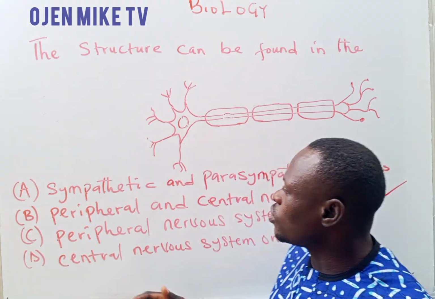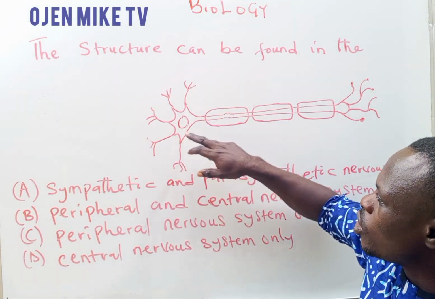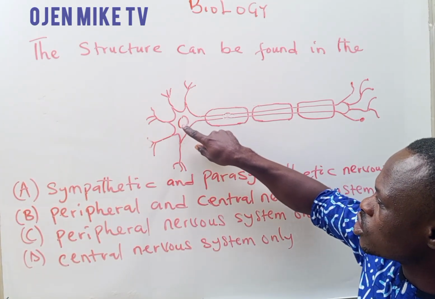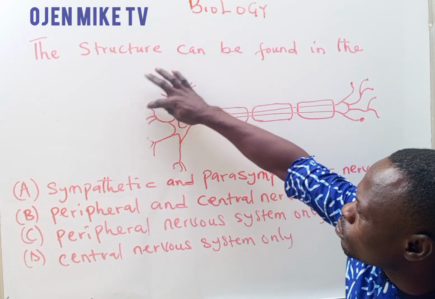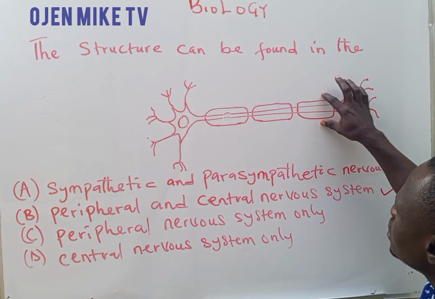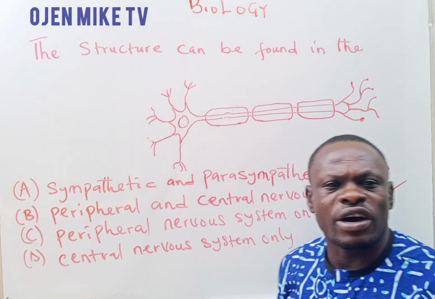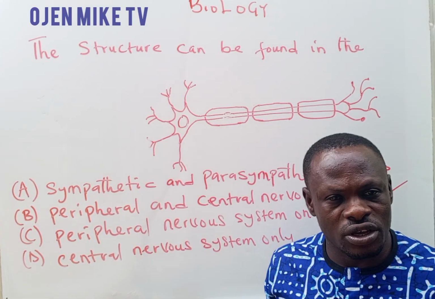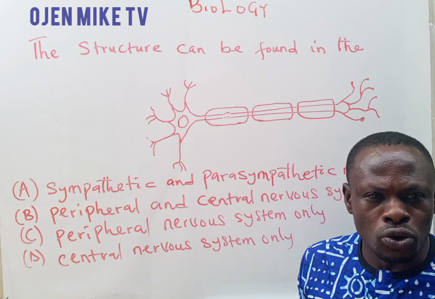Now if you look at the structure, this is the structure of a neuron. The neuron has three major components. We have the cell body. This place that you are seeing here is the cell body, and this cell body consists of the nucleus. We also have these small branches here, and they are called the dendrites. And this thing that you are seeing here is called the axon. The neuron is divided into three: we have the sensory neuron, the intermediate neuron, and the motor neuron.